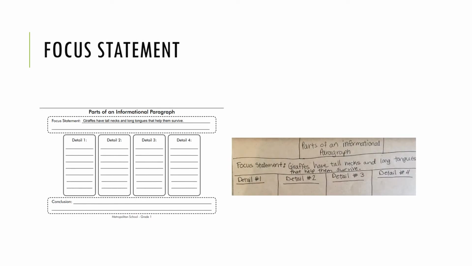Let's look at your focus statement. Parts of an informational paragraph. Focus statement. Giraffes have tall necks and long tongues that help them to survive. Now, when you look at this picture, this is what you have if you printed out the PDF. But I don't have a printer, so I just wrote it in a notebook in my very best handwriting. I have the same information, just in a different space.